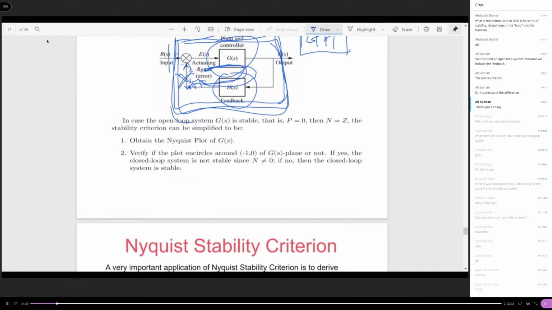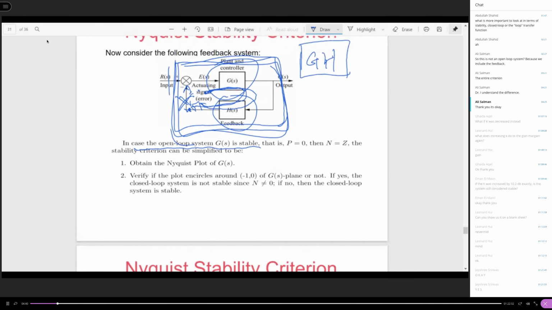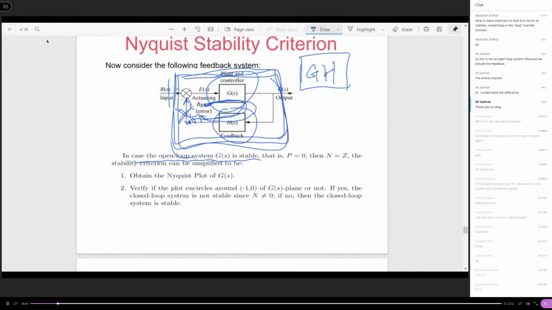So I also mentioned that there is a very important special case, which is when the open loop system G of S is stable. Here you can understand that we imply H of S is equal to 1, so we only need to check G. If H of S is not equal to 1, check GH. So if the open loop system G of S is stable, that's a special case, but a very important one.